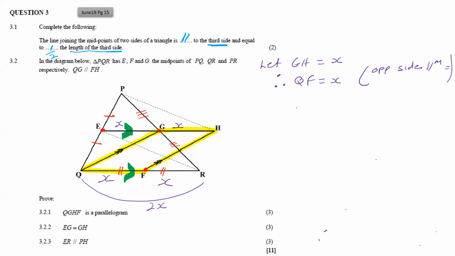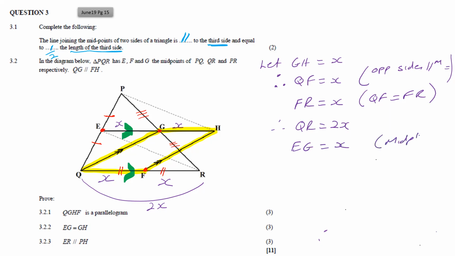Now then we can say that FR is equal to X. And your reason is, well, F is a midpoint, or you could say QF is equal to FR, that was given. So in total, we have QR to be 2X. And therefore, EG now is equal to X, and the reason is the midpoint theorem.